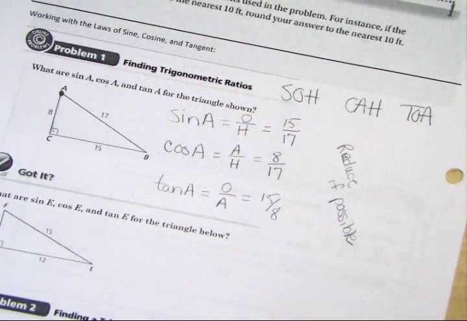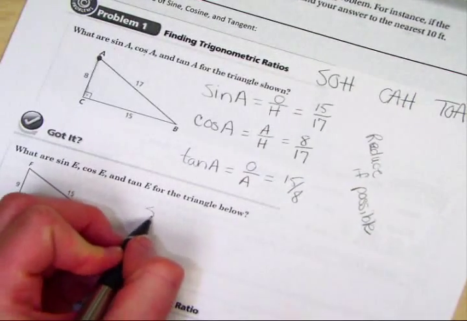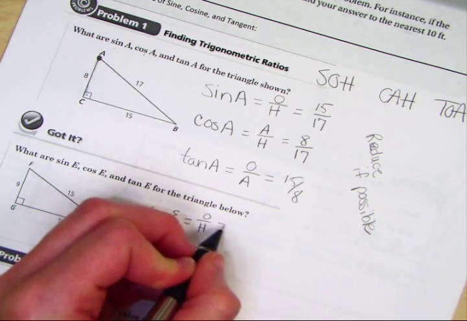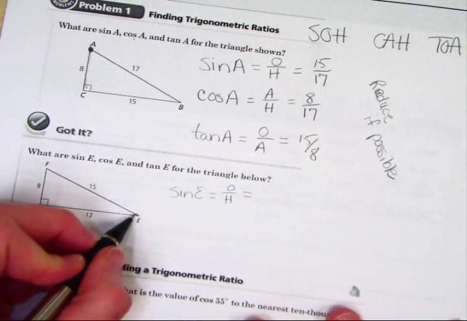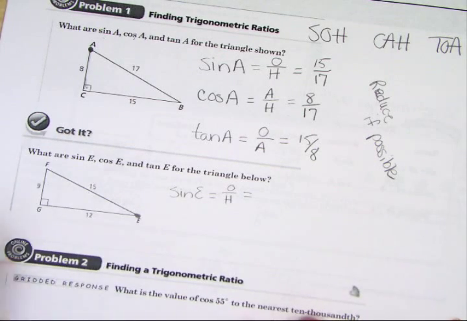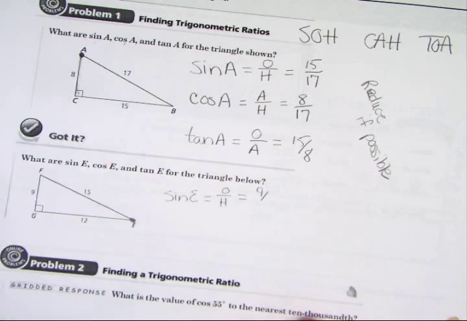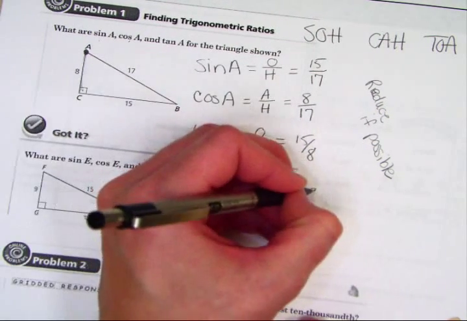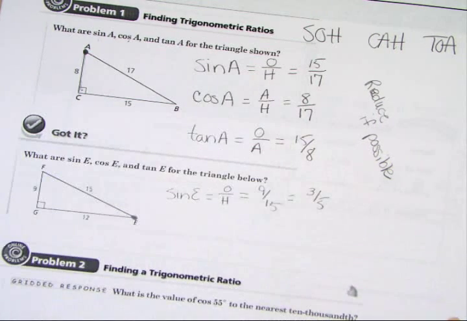Let's go to the next problem. What's the sine of E? Well, the sine is the opposite over the hypotenuse. Go find E. Here it is. What's opposite of E? 9. What's the hypotenuse? 15. That does reduce. 9 over 15 is 3 over 5.